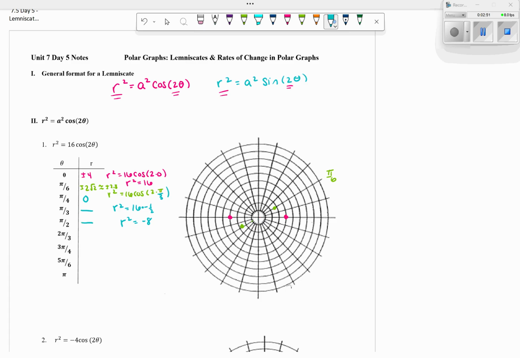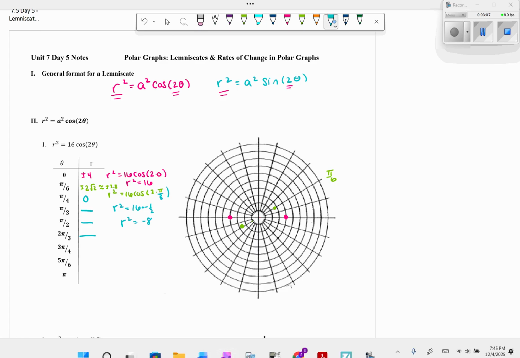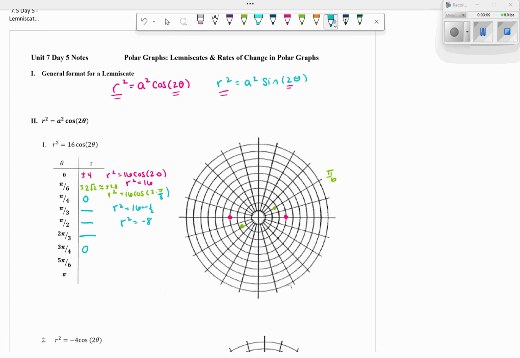Pi over 2 would be the same thing. 2 pi over 3, when we multiply that by 2, it's 4 pi over 3. So again, anything in this quadrant, if you think about the unit circle, an angle in quadrant 2 or quadrant 3, when we take the cosine of it, it's going to give us negative answers. So if we plug in 3 pi over 4, we would also get 0, and this would be plus or minus 4.